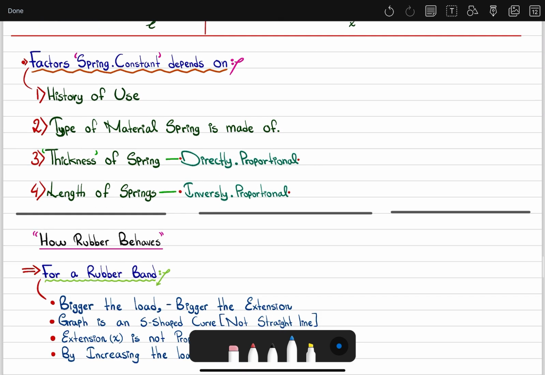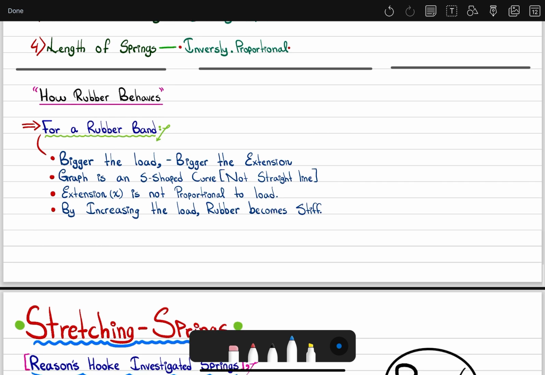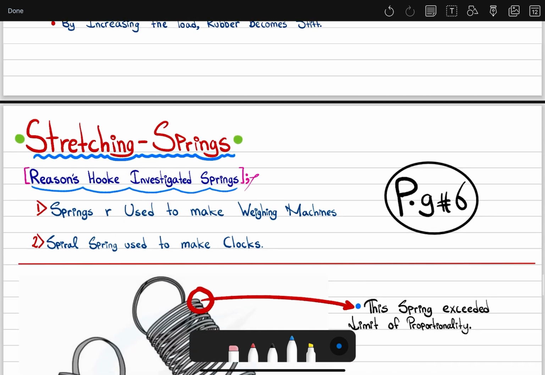Factors affecting the spring's constant. So first is the history of use. Of course, how much has this spring really been used? Okay, but this one's not really that important. The three main ones: the type of material the spring is made of, which will depend on how easily it is permanently deformed. The thickness of a spring is directly proportional. More thickness, okay, there's higher elasticity. Length of the spring is inversely proportional. Less length of the spring, more spring constant. Rubber, I'll be skipping that for now.